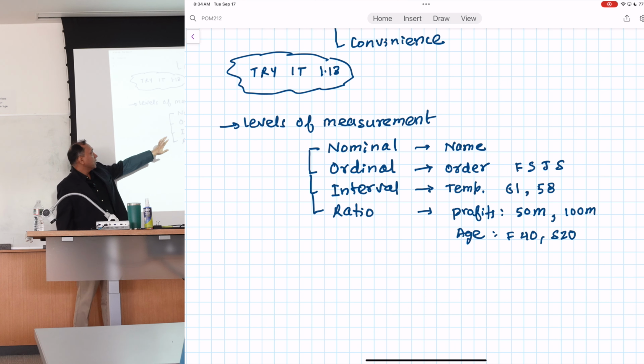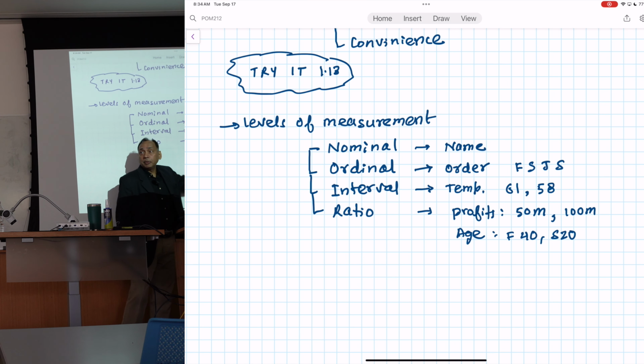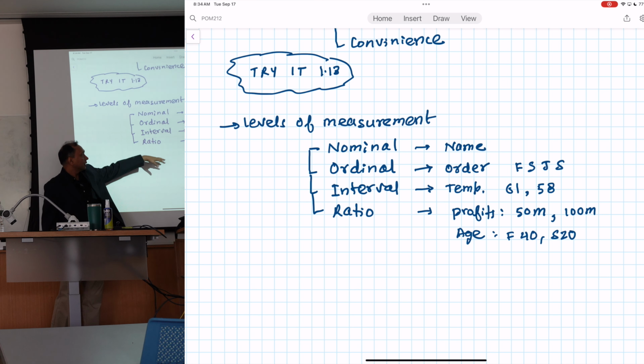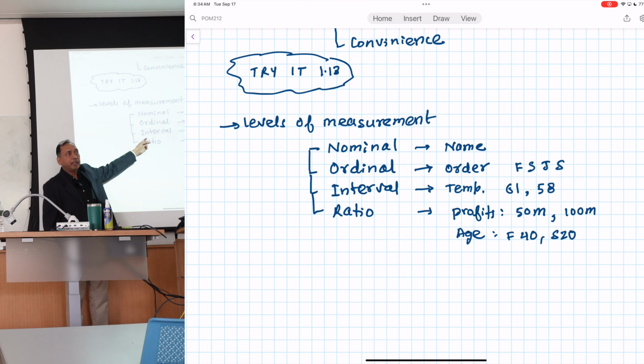One thing you will notice is, as you go from nominal to ordinal, ordinal to interval, interval to ratio, each one will have the properties of the previous ones. So ratio still has the property of interval. You can still take a difference, and 100 minus 50 still makes sense. But because the ratio here has more information and also makes sense, profit will not be treated as interval data, but it will be treated as ratio data.